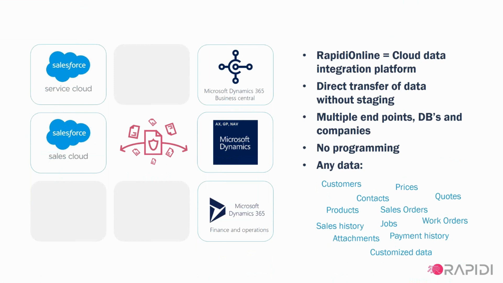Rapidi Online is a cloud data integration platform, which means that everything we do sits in the cloud. You don't have to install Rapidi Online on any of your servers. And when we do an integration, we have a direct transfer of data without any kind of staging, which means that we read and write directly between the systems. We don't have any of your data stored on any servers anywhere else than inside of your application, which is the most robust and secure way of doing integration. We support multiple endpoints, databases, and companies, which means that regardless of how complex your integration is, we can support that with one and the same data integration tool, which makes it a lot easier for you.